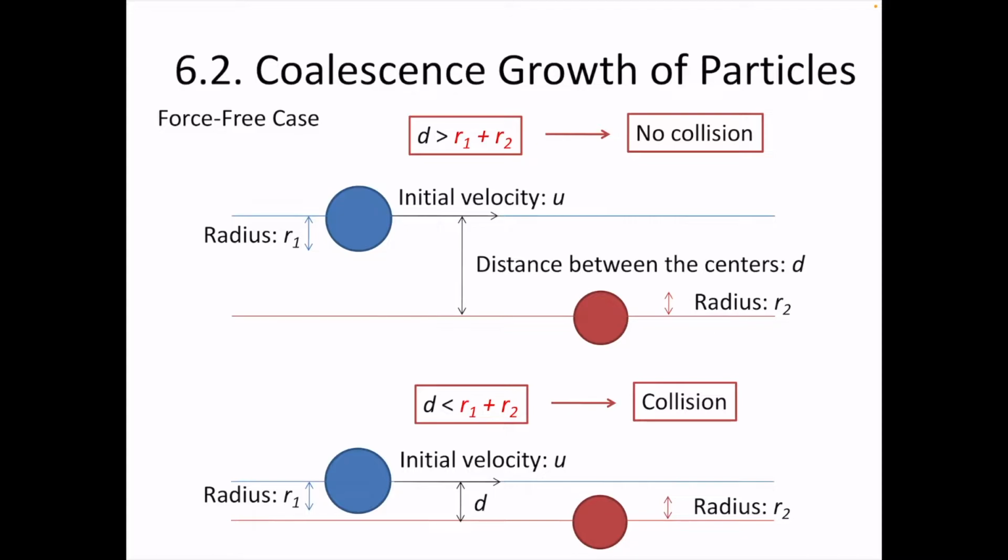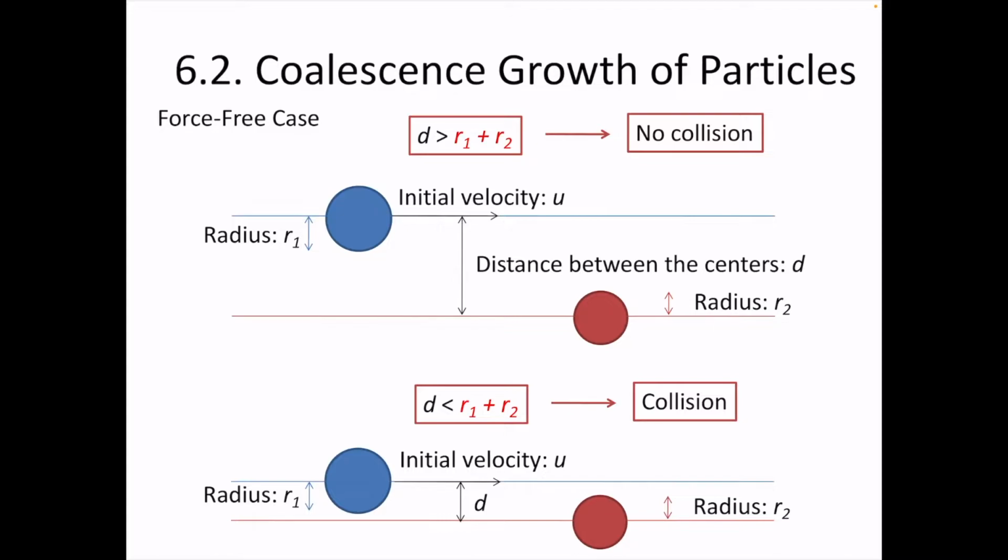When the minimum distance between the centers of the two circles, d, is larger than the sum of the two radii of the two circles, r sub 1 plus r sub 2, then we don't expect any collision happening between the two circles. But if the minimum distance d is less than the sum of the two radii, r sub 1 and r sub 2, we expect a collision between the two circles. In this case, we consider only circles on the plane.